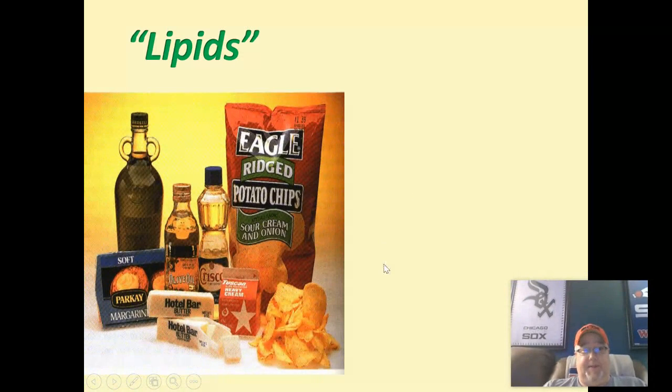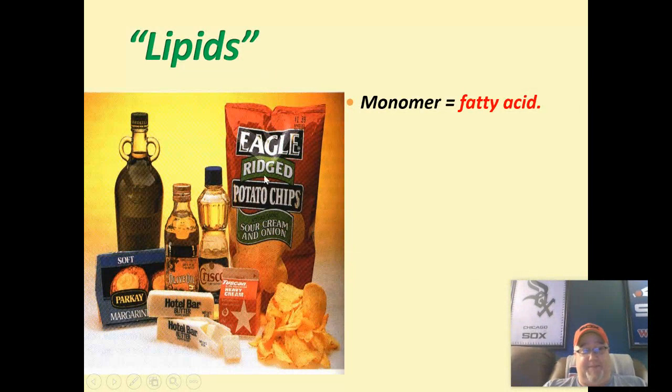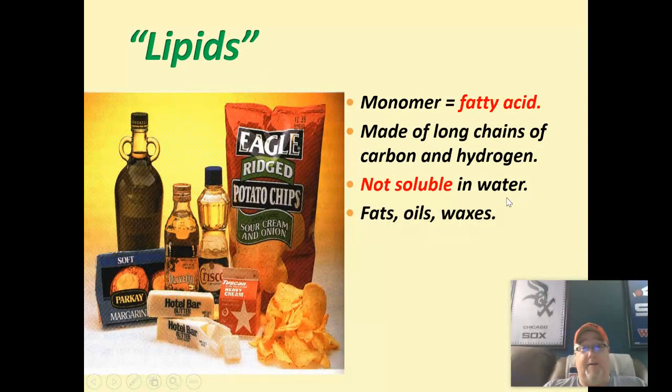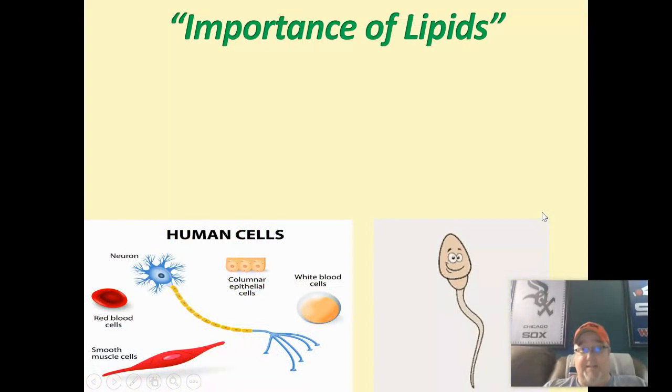All right, lipids. Again, when we think about lipids, lipids are fats. We think about things like potato chips and butter and things like that. The monomer that makes up lipids is called a fatty acid. Just remember that term. We'll talk more about it in a minute. But fatty acids are basically big, long chains of two elements, carbon and hydrogen. On the next couple screens, I'll show you what these look like. Lipids are typically not soluble in water, which means they don't dissolve in water. Some good examples of lipids are things like fats, oils, waxes as well.